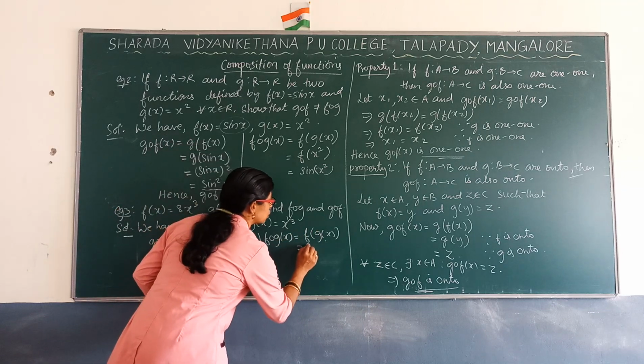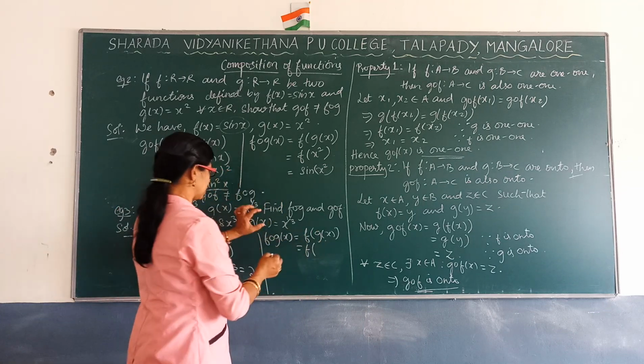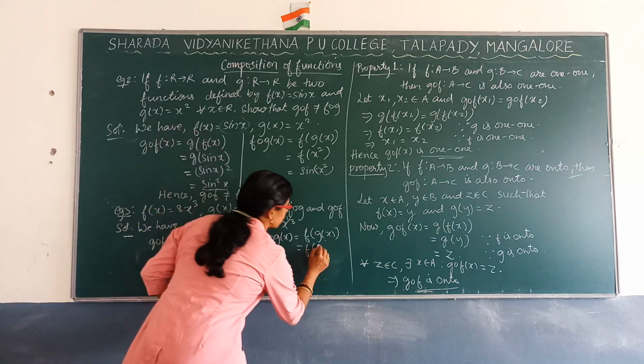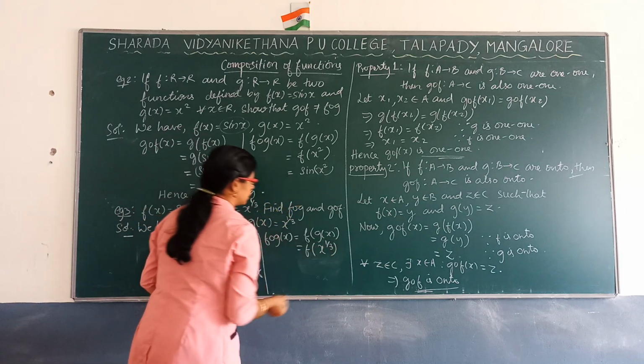So what is f of g of x? What is g of x given? x to the power 1 by 3. So g of x is x to the power 1 by 3.